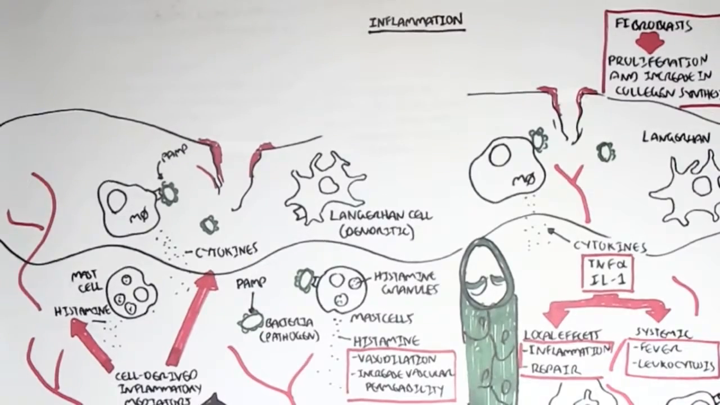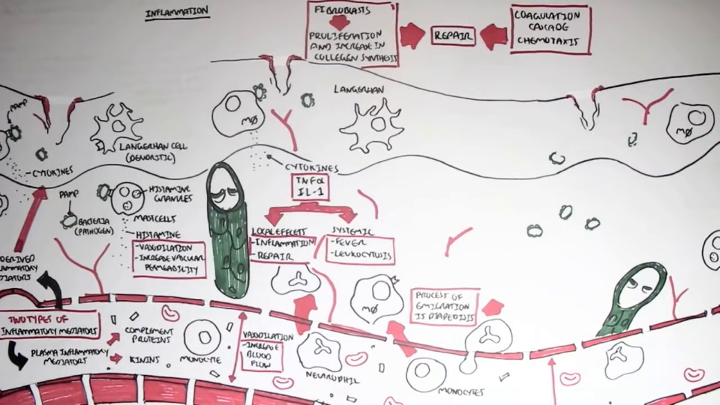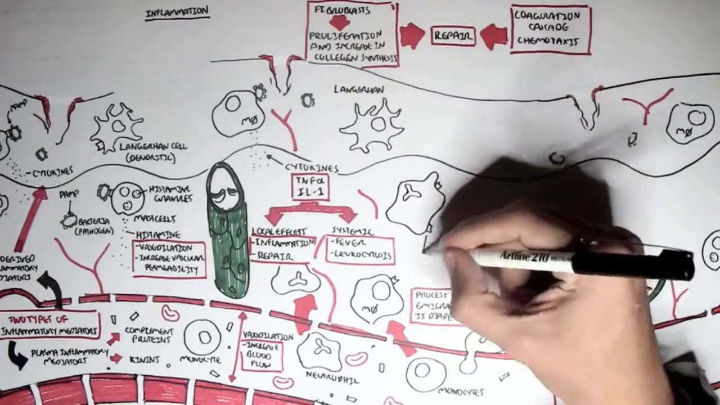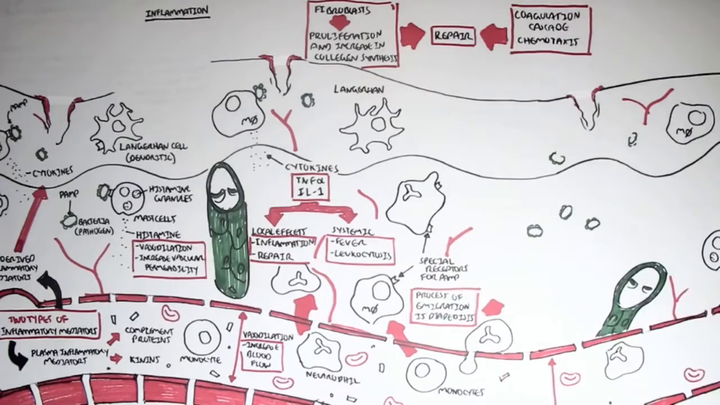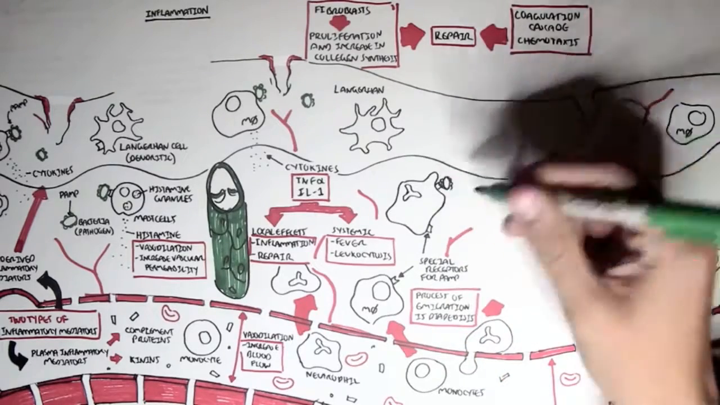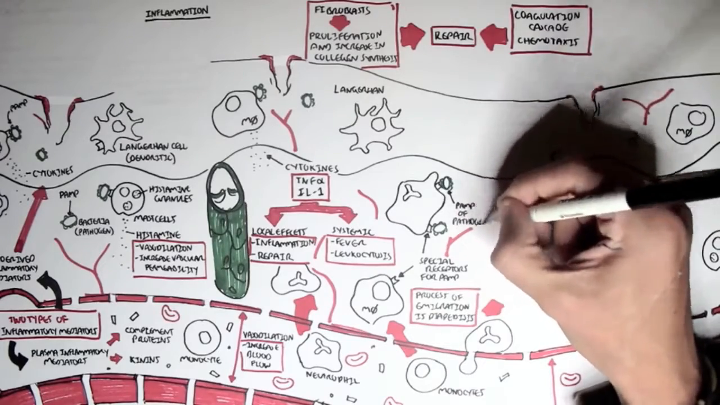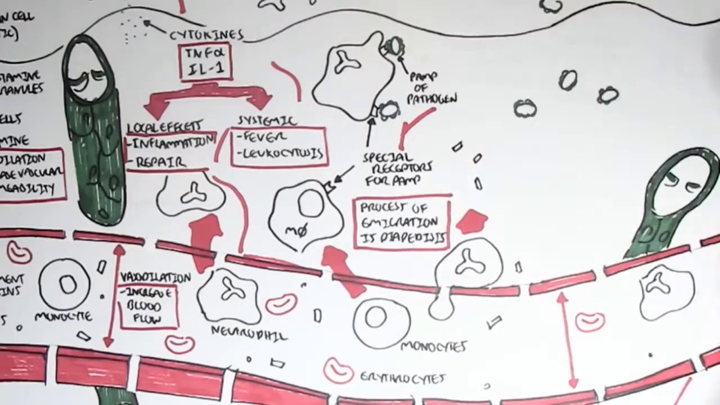Okay, so anyway, all these inflammatory mediators promote the recruitment of immune cells, such as macrophages and neutrophils, from the blood vessel into the tissue. These neutrophils and macrophages express special receptors for PAMP, as I mentioned. So now, for example, this neutrophil binds onto these pathogens with its receptor and can engulf it.